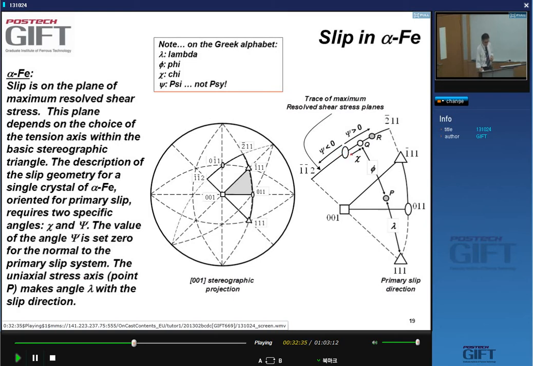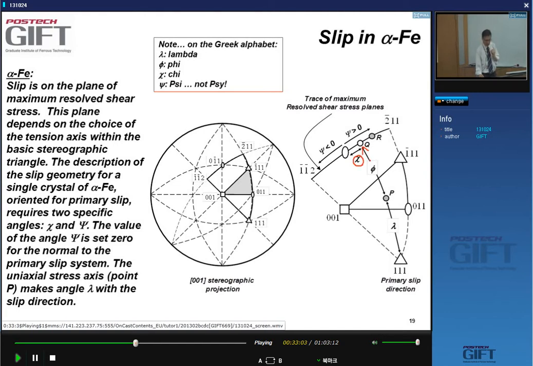And so you have chi here, yes? So normally, if it was simple, the plane of maximum shear stress would be the glide plane, yes? And you'd only have this angle chi to worry about.